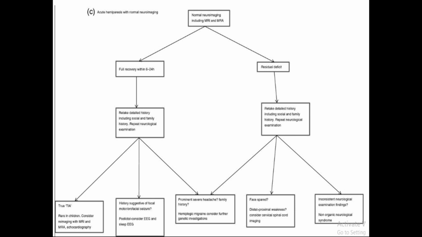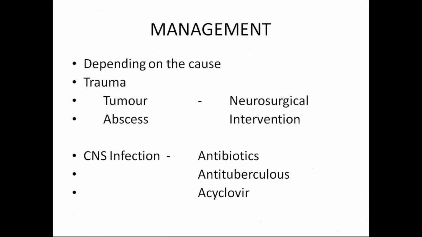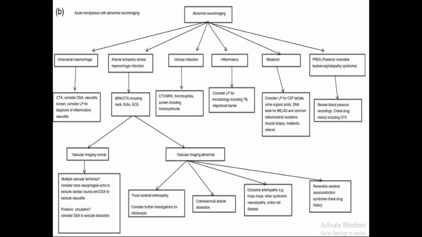And if you find some defect, you should always think of the spinal cord or other very rare causes of non-organic neurological syndromes. If the CT or MRI is normal, so most of the time it is abnormal, and this is what we are going to follow.